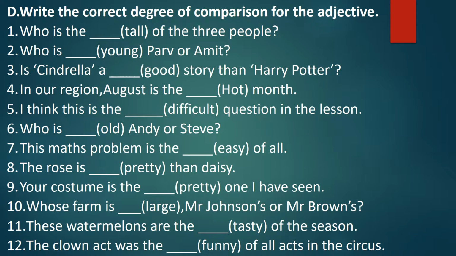These watermelons are the dash of all of the season. We are comparing all the watermelons. So what will come? Superlative degree of tasty. So these watermelons are the tastiest of the season. Now 12th sentence, the clown act was the dash funny of all acts in the circus. Funny is the adjective given to you. So the clown act is compared with all the other acts in the circus. So superlative degree will come. So what will be the answer? The clown act was the funniest of all acts in the circus.